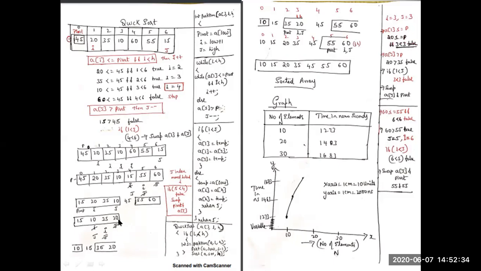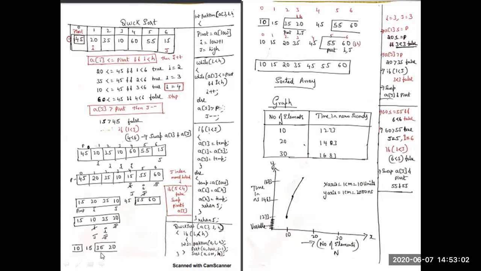Check with your 20. 20 greater than 15. Yes. Decrement j. 35 greater than 15. Yes, true. Decrement j. 10 greater than 15 becomes false. Stop. Whenever j index crosses your I index. So j index is what? 1. I index is what? 2. Yeah. 2 less than 1 becomes false. Then what do you need to do? Swap A of j with the pivot element. So 10 is swapped.